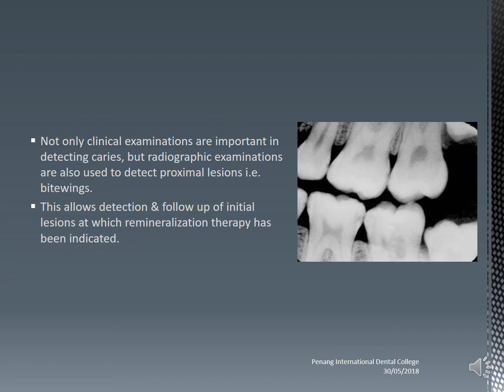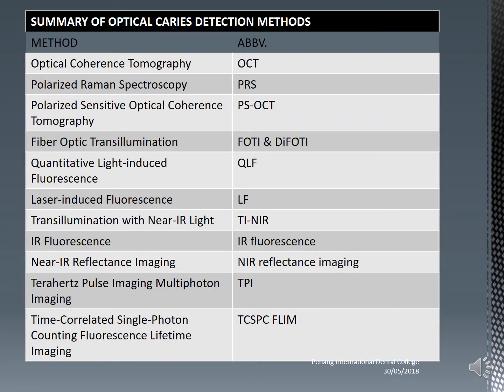Other than clinical examination, radiographic examination is also a very valuable tool to detect dental caries, especially in case of proximal lesions. This allows detection and follow-up of initial lesions for which remineralization therapy has been indicated. There are other methods of caries detection besides the visual and tactile methods, as summarized on this slide. We are going to discuss a few of these newer methods of caries detection in the next few slides.